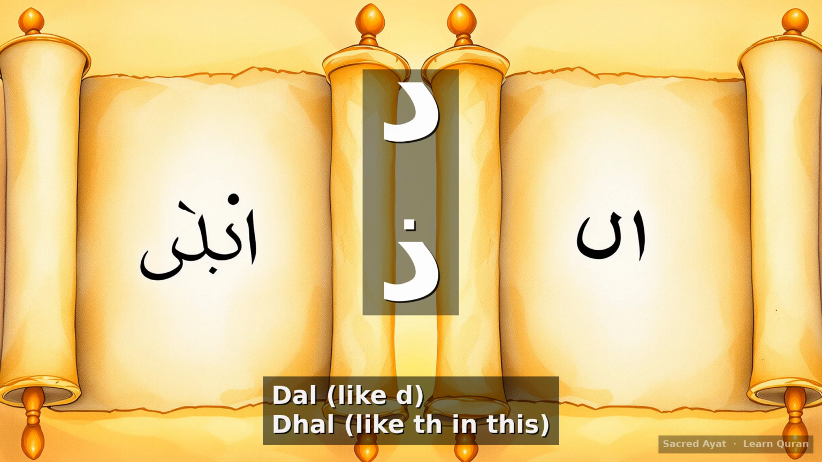Now for our next letter. It looks very similar, but has a small secret, a dot above it. This is the. Repeat after me, the. This letter has a unique sound. It's like the th sound in English words such as this or that.